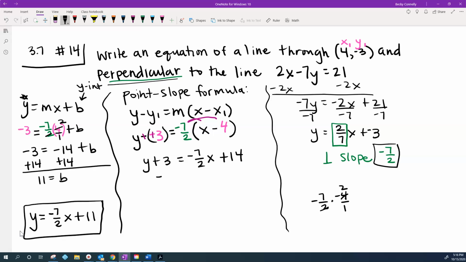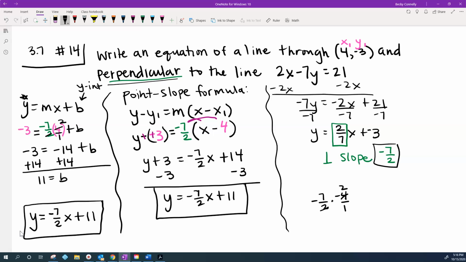And then to get y by itself, I just need to subtract my 3 over, and so I get y = -7/2 x + 11. So either way I do this, I can get that answer. It really just comes down to preference. Do you like using this point-slope formula? It means one other formula to memorize, whereas you probably already have y = mx + b memorized, but there you've got to find your b and then put it into slope-intercept form. Okay, I hope that helps.